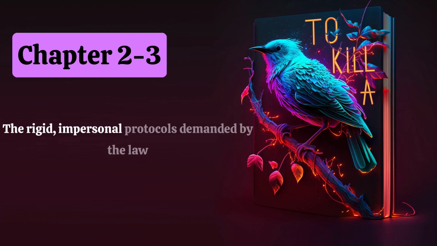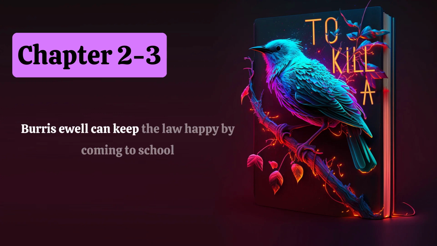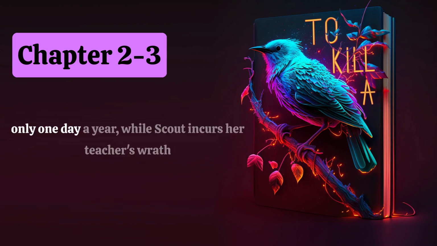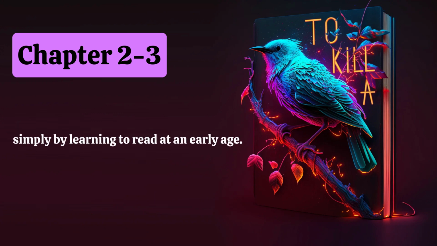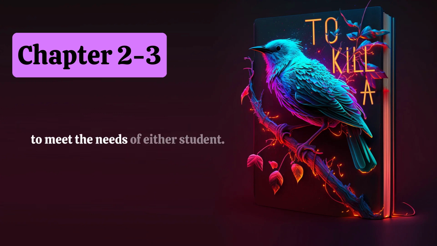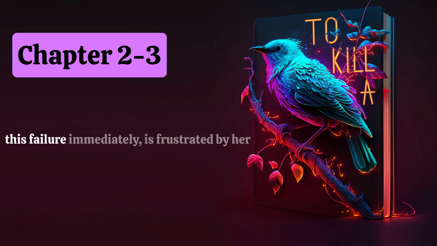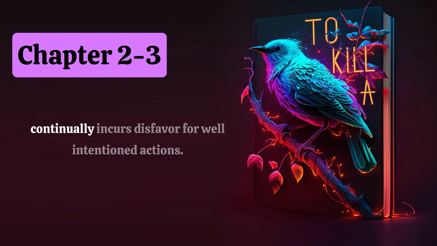The rigid, impersonal protocols demanded by the law and by Miss Caroline's method of teaching are shown to be insufficient and irrational. Burris Ewell can keep the law happy by coming to school only 1 day a year, while Scout incurs her teacher's wrath simply by learning to read at an early age. This topsy-turvy educational outlook fails catastrophically to meet the needs of either student. Scout, who is commonsensical enough to perceive this failure immediately, is frustrated by her inability to understand why her teacher acts as she does, and why she, Scout, continually incurs disfavor for well-intentioned actions.